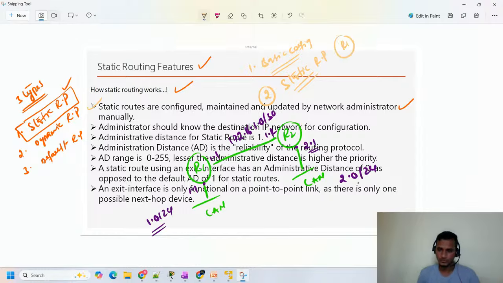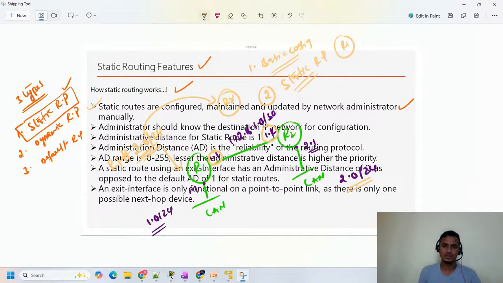If you want to reach this particular 2.0 network, you need to configure this in router 1. If you want to reach the 2.0/24 network, this will become the exit interface, and this will become the next hop IP address. Once you go into global configuration mode in router 1, you need to specify that to reach the 2.0/24 network, you need to go to R2. That's how you need to specify it.